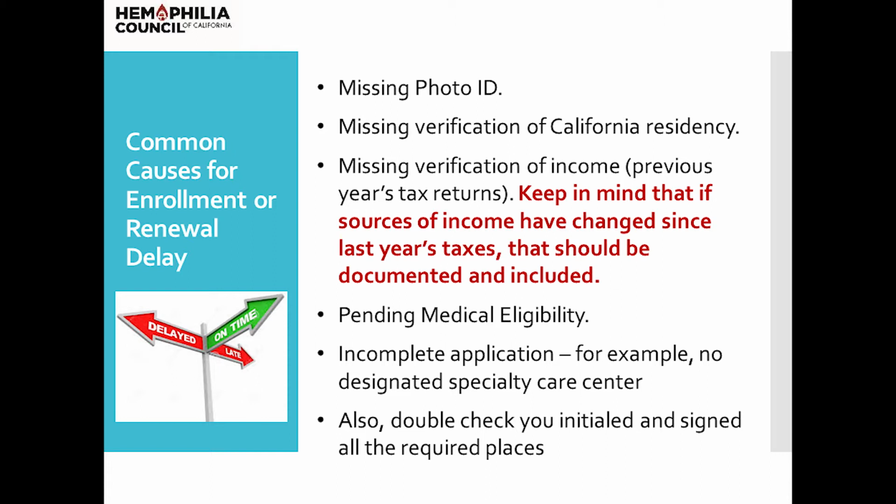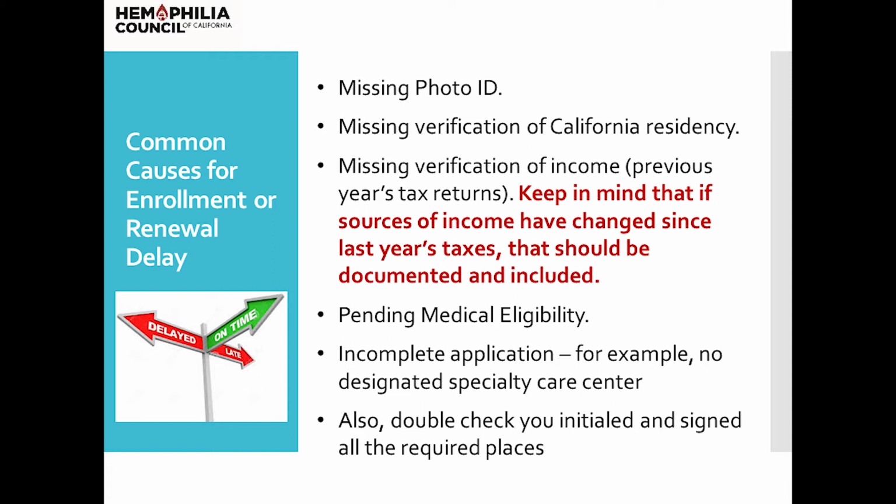Missing verification of income, again, the previous year's tax returns, but keep in mind that if your source of income has changed, if you've lost your job, if you've gone from full-time to part-time, that information is so important to go on the new application process because that is how your annual enrollment fee is determined. So clearly, if you've lost your job or if you've reduced your hours or if you are receiving less income than you had in the previous year, the state needs to know that so they can work with you on coming up with that new annual enrollment fee, working with you on a payment plan, or in some cases, waiving that annual enrollment fee altogether.